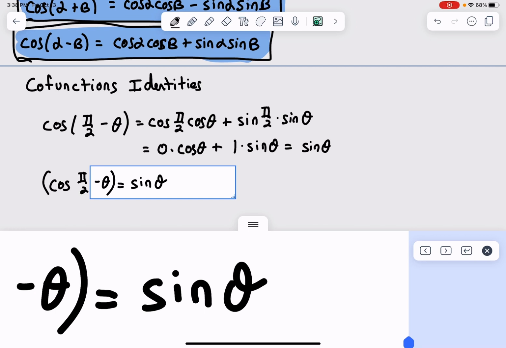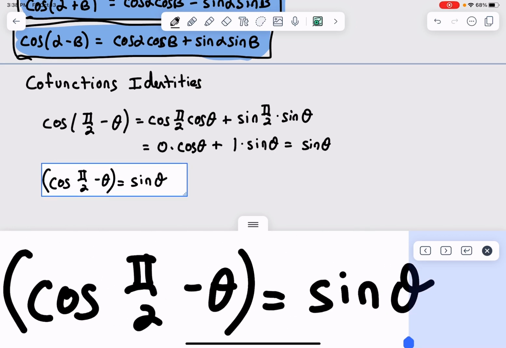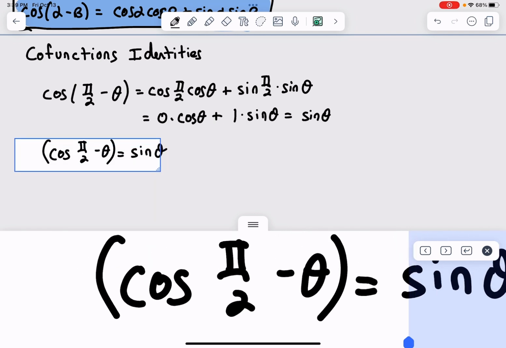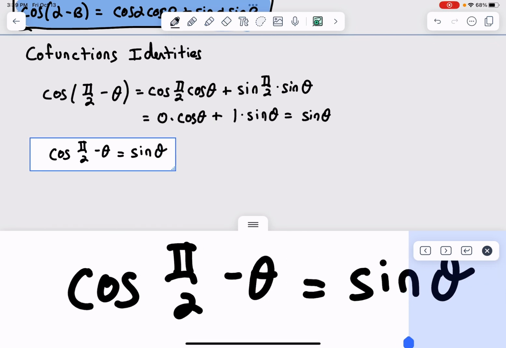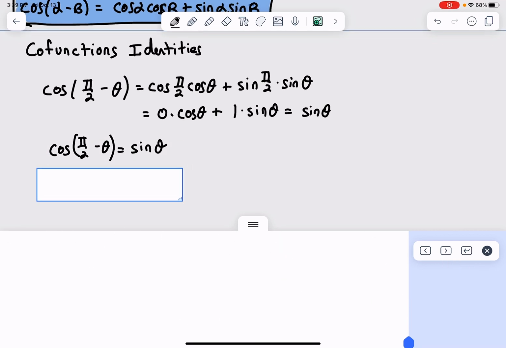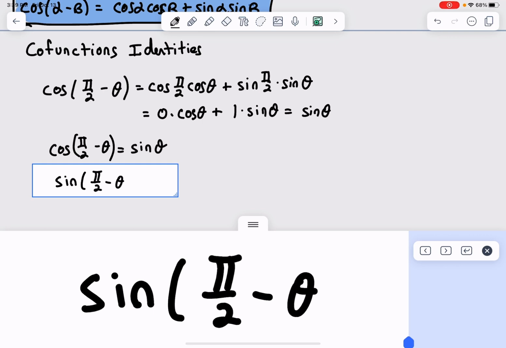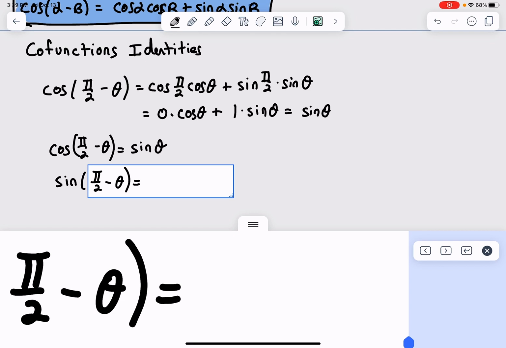And then manipulating this identity just a little bit, we can actually get a second one here. I'm sorry, I have the parentheses wrong on this. I just wrote that down wrong. The parentheses should be around the stuff inside there. Cosine of pi over 2 minus theta. So the second one, which is very much like it, is that sine of pi over 2 minus theta is equal to cosine of theta.